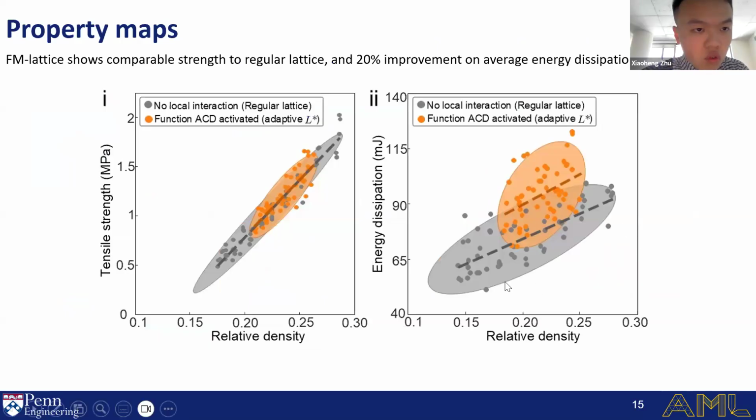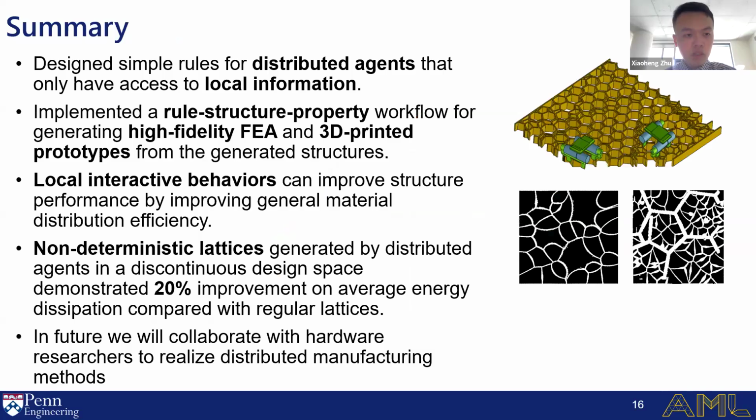You can see that in our property map, our rules can maintain the same level of tensile strength while increasing the energy dissipation by 15%. And remember, because it's a single material, even a 15 or 20% increase in energy dissipation, or what some people call toughness, is a very huge improvement.